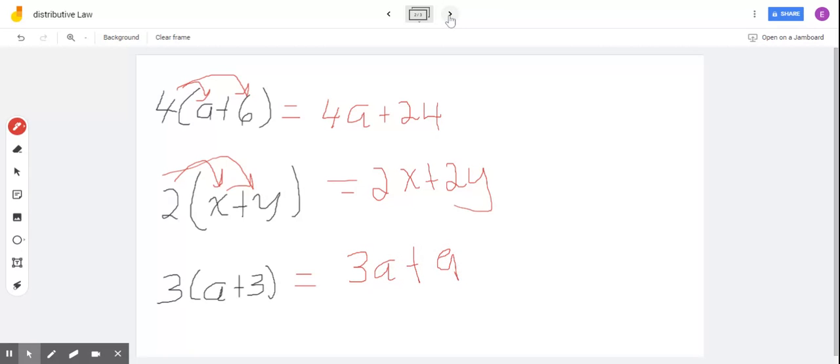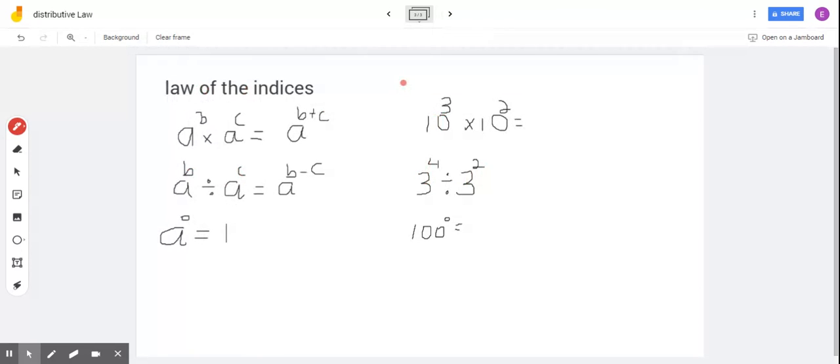For the final part here, we're just going to look at the indices real quick. When you're multiplying and your bases are the same, meaning the same base, whether it's a letter or number, you add the exponents or add the powers. What do I mean by that? I have an example here: 10 to the third power times 10 to the second. My answer is going to be 10 to the power of 3 plus 2, so that answer would be 10 to the fifth power.